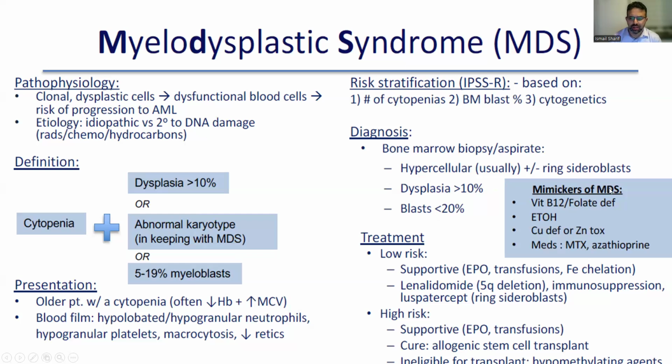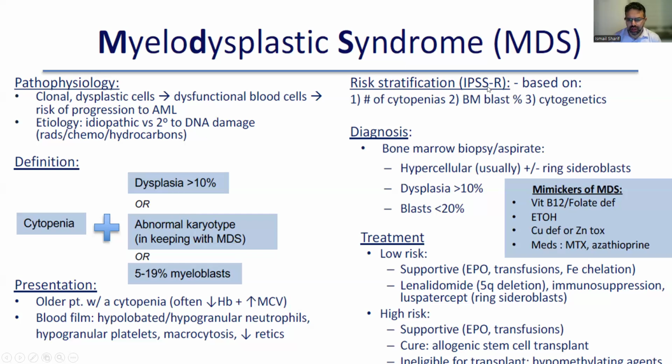So sometimes there are things that cause findings similar to MDS in the marrow: B12 deficiency, alcohol, zinc toxicity, and a history of exposure to some medications, immunosuppressants like methotrexate and thiopurine.